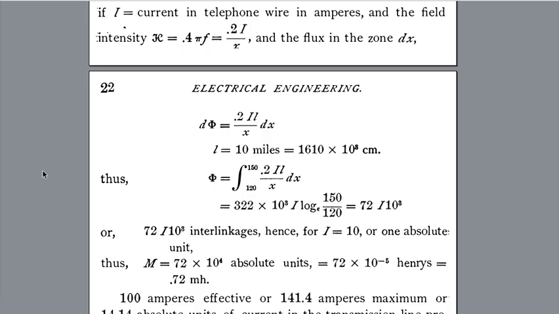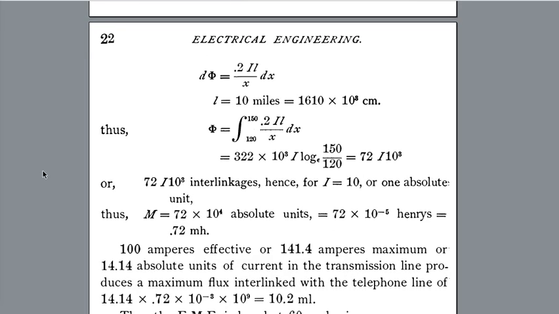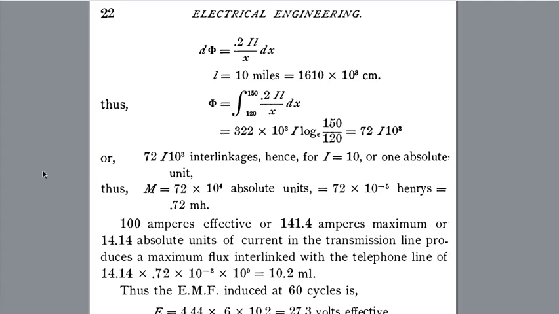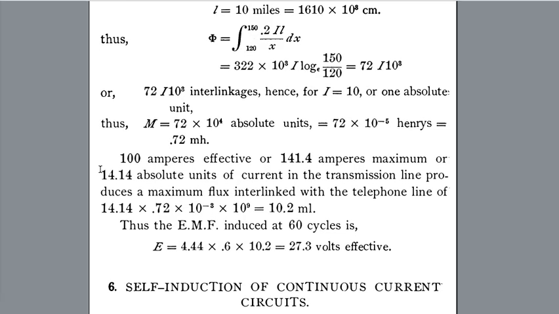For a length L of 10 miles, which equals 16,100 centimeters, phi equals the integral from 120 to 150 of 0.2 times I times L divided by x times dx, which equals 322 times 10 to the third times I times the natural logarithm of 150 divided by 120, which equals 72 times I times 10 to the third. That is 72 times I times 10 to the eighth interlinkages. Hence, for I equals 10, or 1 absolute unit, M equals 72 times 10 to the fourth absolute units, which equals 72 times 10 to the minus fifth henries, or 0.72 millihenries.